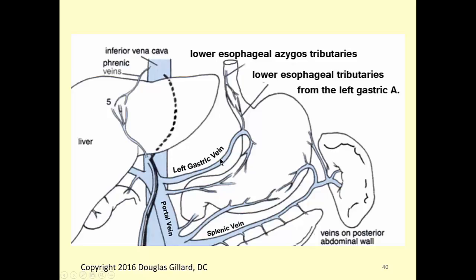Left gastric vein is right here. We didn't see that one. That's a new one. There's the splenic, would be here. Superior mesenteric's out of the picture. Those are the ones we saw. But look off this left gastric.